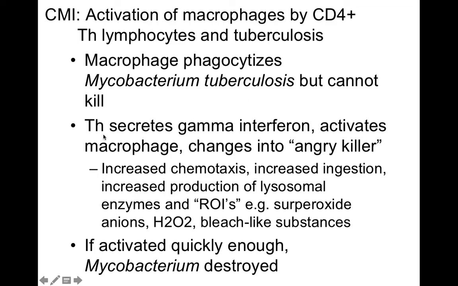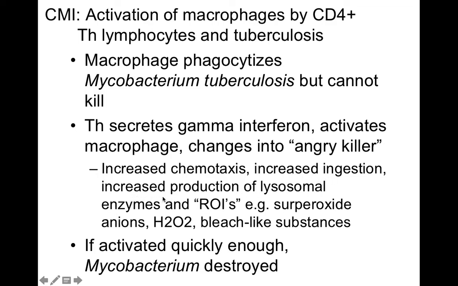So the T helpers are recruited. They're going to secrete gamma interferon. The gamma interferon, you guys, is like that high caffeine coffee. That's going to wake up that macrophage, activate it, changing it into an angry killer. So some of the changes we'll see in those activated macrophages: they'll be faster at chemotaxis. They're literally moving faster. They're eating faster. They increase phagocytosis, the ingestion of the invading microbes.